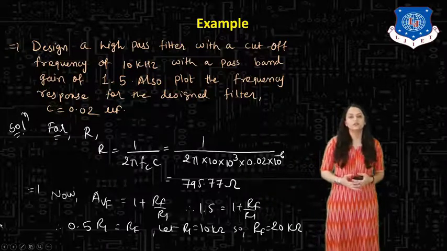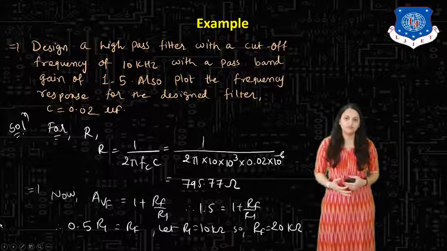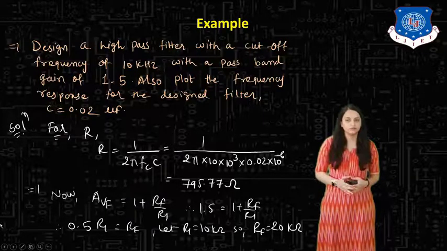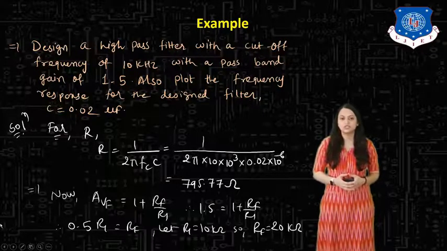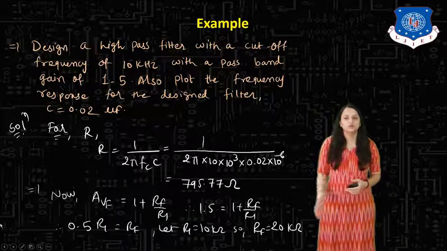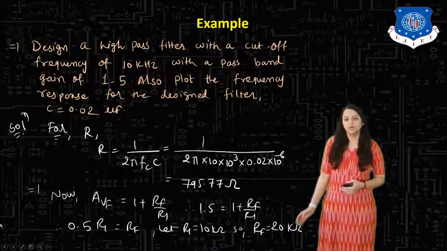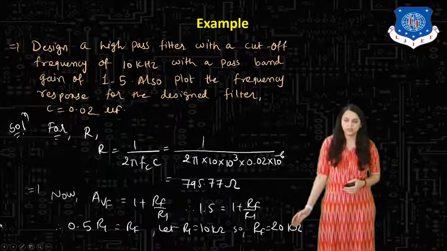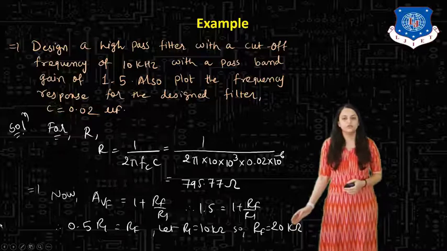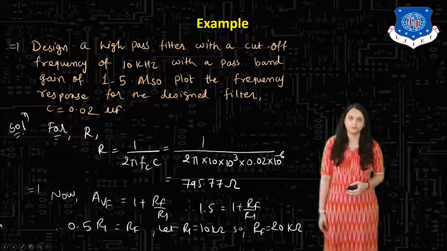Now, let us find the value of AVF. So AVF equals 1 plus RF by R1. AVF is given to us, which is 1.5. So, if we take R1 equals 10 kilo ohms, RF will be double that, because 1.5 is given to us. So, RF will be equal to 20 kilo ohms.